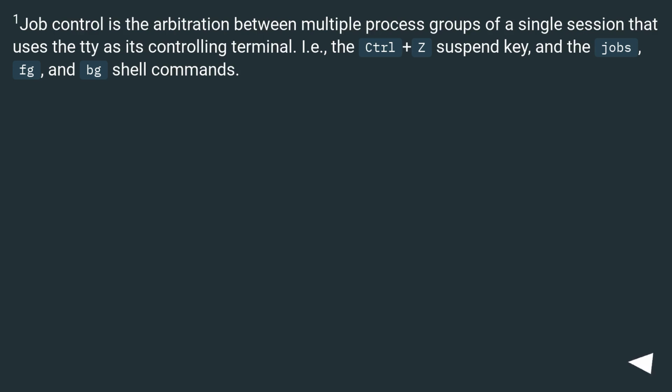Job control is the arbitration between multiple process groups of a single session that uses the TTY as its controlling terminal, i.e., the Control plus the suspend key, and the jobs, fg, and bg shell commands.